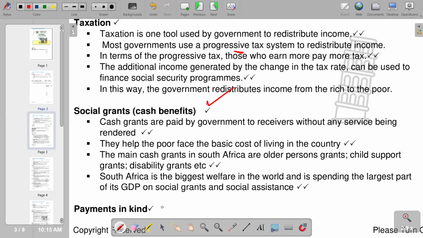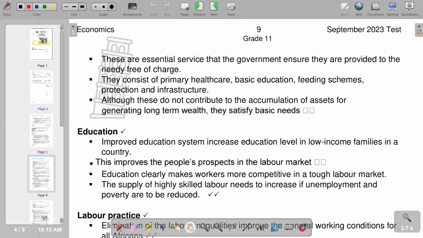And also, we have payments in kind, which is also a method that can be used. Payments in kind are essential services that the government ensures are provided to the needy free of charge, and they consist of primary health care, basic education, feeding schemes, protection, and infrastructure. Although these do not contribute to the accumulation of assets for generating long-term wealth, they satisfy basic needs.